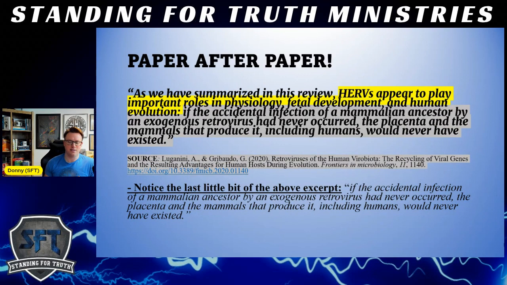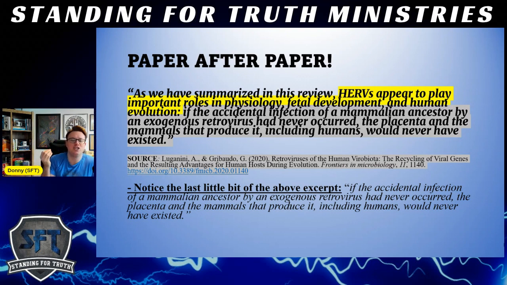As we have summarized, I talked about this one earlier, but I want you to notice this part at the end of it. If the accidental infection, see, that's evolutionary philosophy. They're assuming that there was an accidental infection millions of years ago in order for mammals to develop the way that they have and evolve the way that they have. But that's storytelling. What we know is these ERV sequences exist. Without them, we wouldn't exist. And so the chimpanzees exist, humans exist, mammals exist because of these ERV sequences.